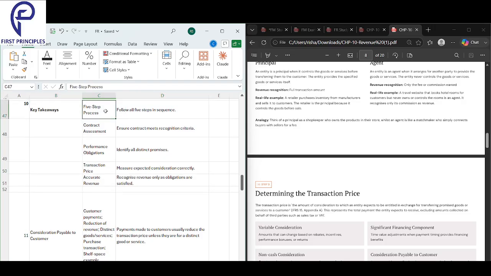Again, follow all the 5-step process in sequence. Contract assessment: ensure the contract meets the recognition criteria. Identify all the distinct promises. Measure expected consideration correctly. The transaction price: accurate revenue should only be recognized when the obligation is satisfied. If it's not, don't recognize it.